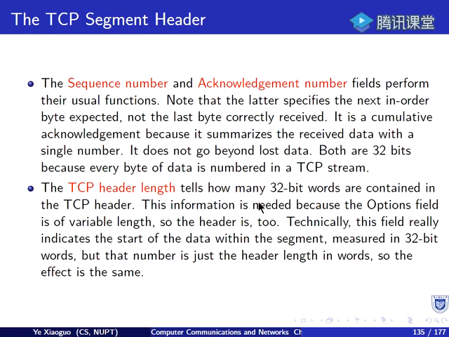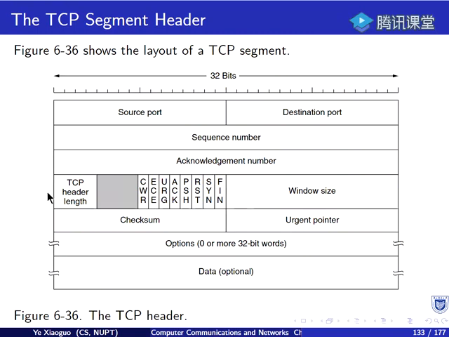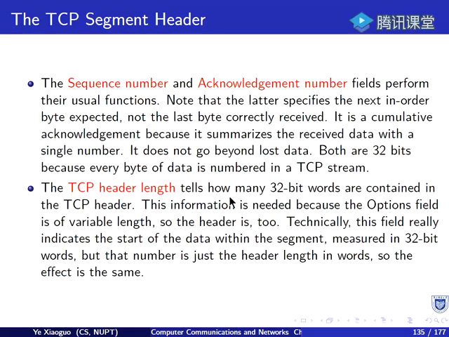TCP header length tells how many 32-bit words are contained in the TCP header. This information is needed because the options field is of variable length, so the header is too. Technically, this field really indicates the start of the data within the segment, measured in 32-bit words. Note that the number is just the header length in words, so the effect is the same.